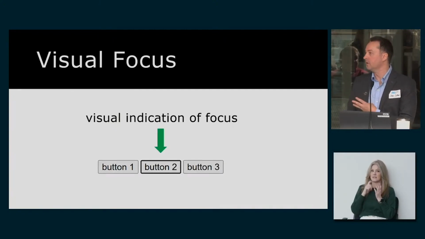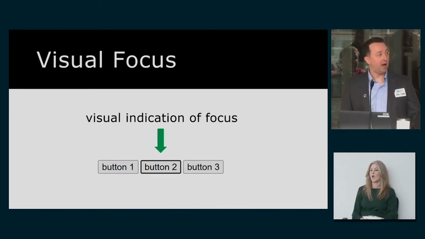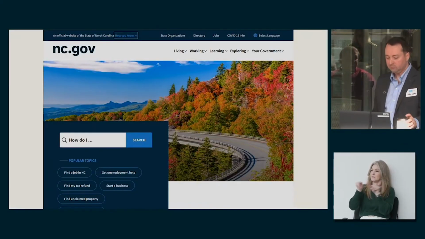Here are 3 buttons. And that second button has a black outline. And it's real easy to tell that that's the button that has focus, right? Very easy to tell that the visual indication of focus is on this button here. And if I want to activate that button, I'm going to press spacebar or enter.